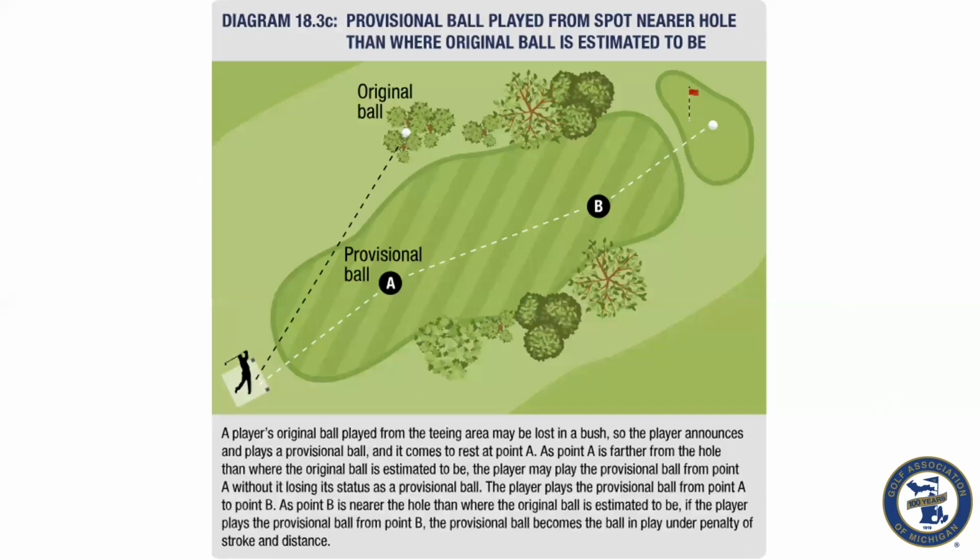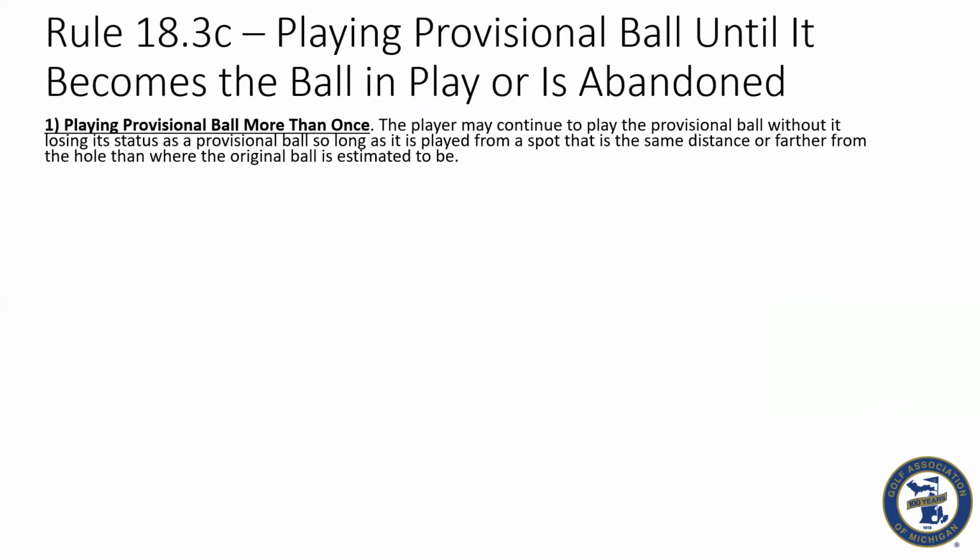Which makes sense, because you're going out there to search for it. All right, I'm going to have to look at the wording. It says, on the top of page 151, splitting hairs: the player may continue to play the provisional ball without losing its status as a provisional ball, so long as it is played from a spot that is the same distance or farther from the hole from the original.